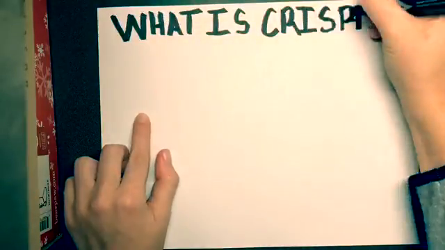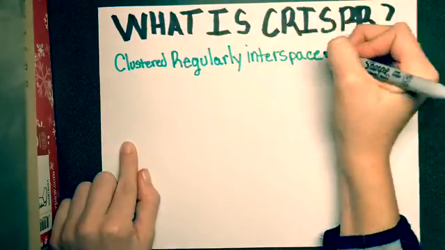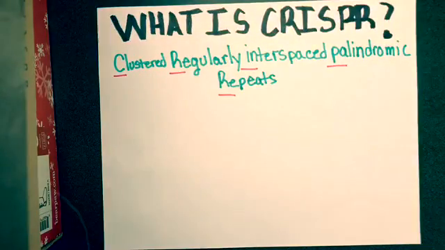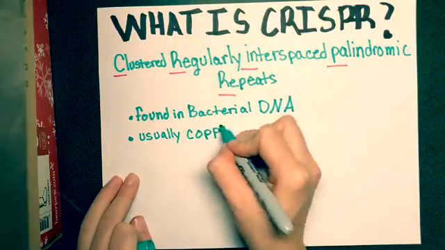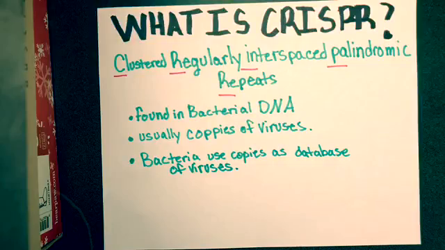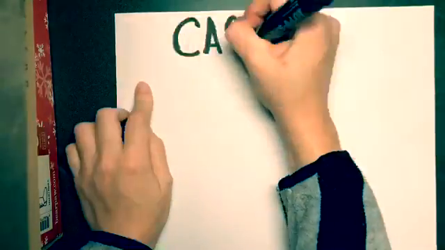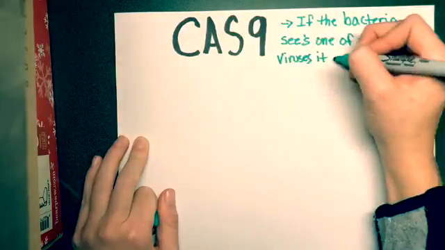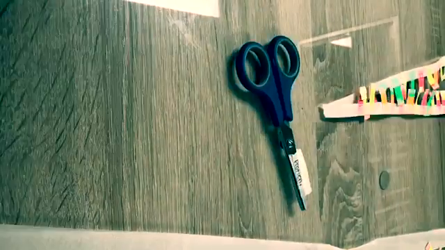So what is CRISPR? It is clustered, regularly interspaced palindromic repeats. It is found in bacterial DNA and is copies of viruses that the bacteria uses as a database for future reference. Cas9 is an RNA-guided DNA endonuclease associated with CRISPR and acts as molecular scissors.